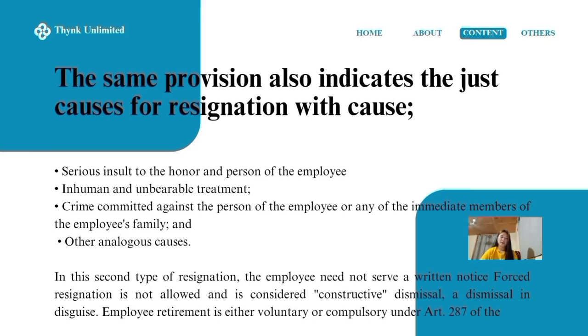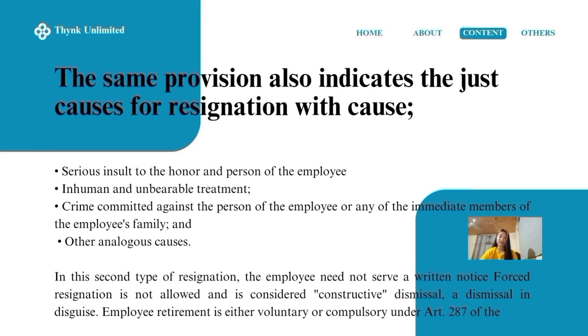The same provision also indicates the just causes of resignation with cause. First, serious insult to the honor and person of the employee. Second, inhuman and unbearable treatment. Third, a crime committed against the person of the employee or any of the immediate members of the employee's family, and other analogous causes.